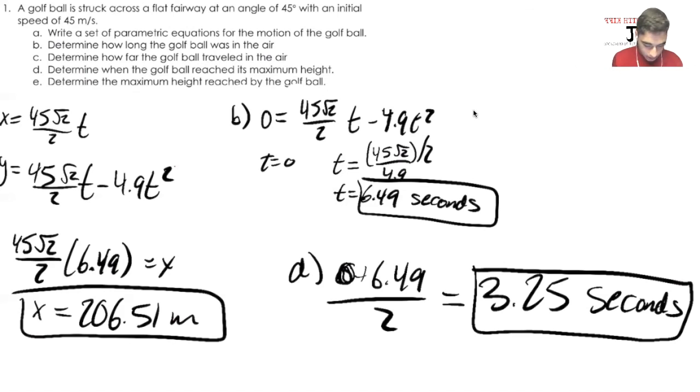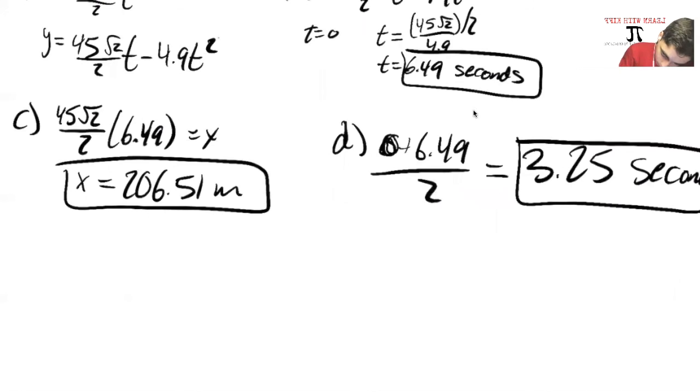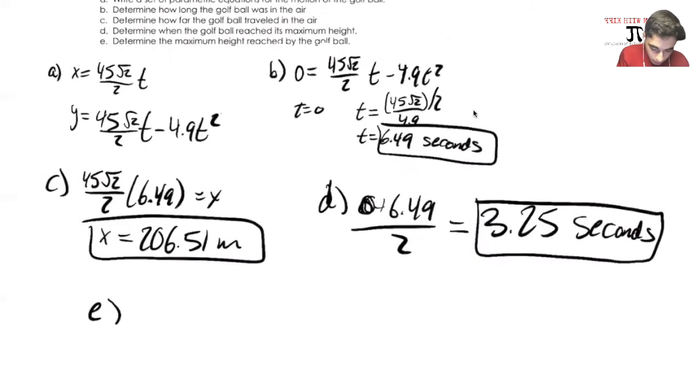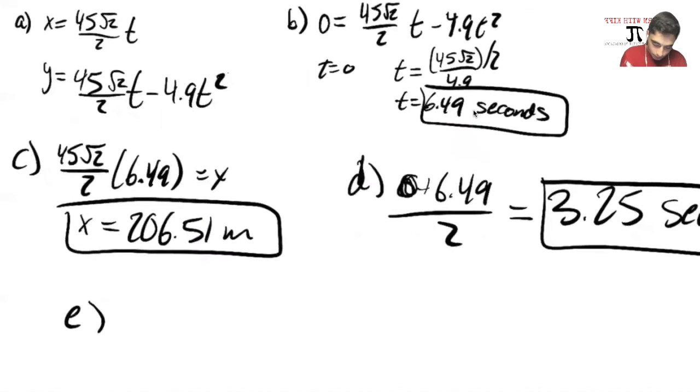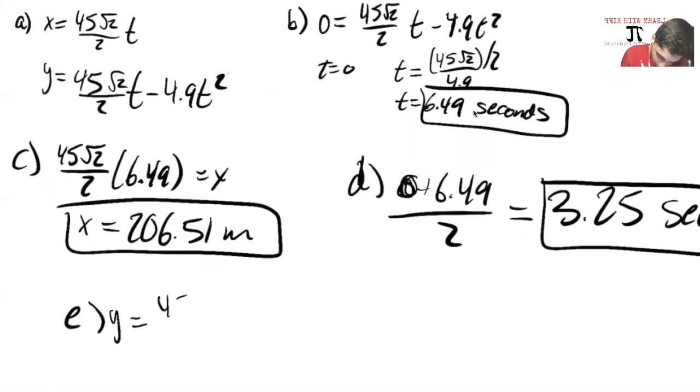That was D. Let's go on to E. Determine the maximum height reached by the golf ball. Okay, so we know what time it reached its maximum height. Now we just plug in t. We would put that in the y because we want to know how high it went. The y is 45 radical 2 divided by 2.